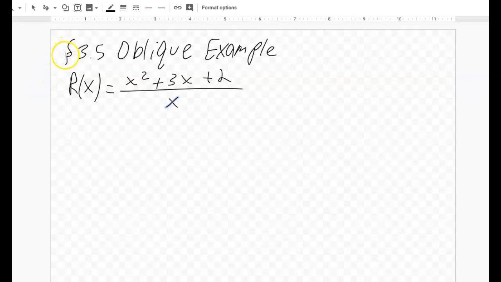Hi everybody, I wanted to do an oblique example for graphing rational functions. So here we have r of x equals x squared plus 3x plus 2, all divided by x. The reason why I know I have an oblique example is that the degree of the numerator is 1 more than the degree of the denominator. To begin, let's start by factoring our numerator. It's going to factor to x plus 2, x plus 1, all divided by x.